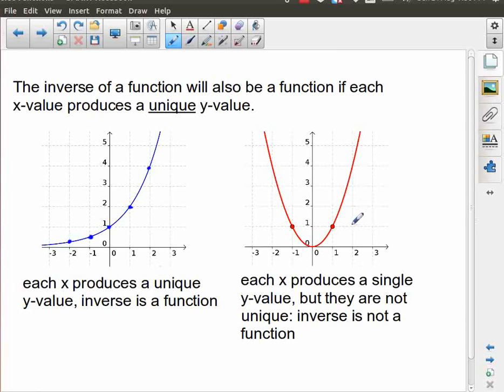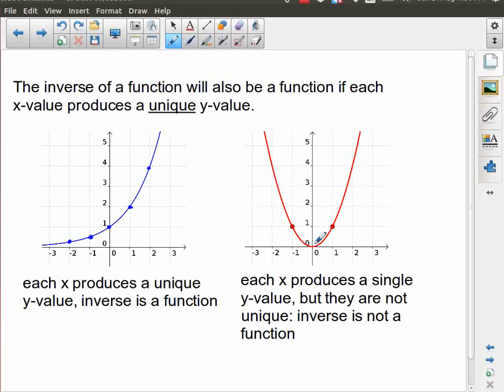Over here, on the other hand, when x is equal to -1, we have a y value of 1. When x is equal to +1, we have a y value of 1. So I have two different x values that give the same y value. This is still a function.